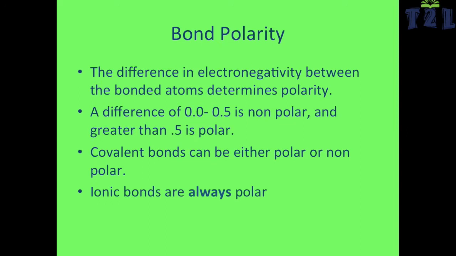Bond polarity: the difference in electronegativity between the bonded atoms determines polarity. A difference of 0.5 or less is nonpolar, although 0.5 is kind of differing. Ionic bonds are always polar, and covalent bonds can be either polar or nonpolar.